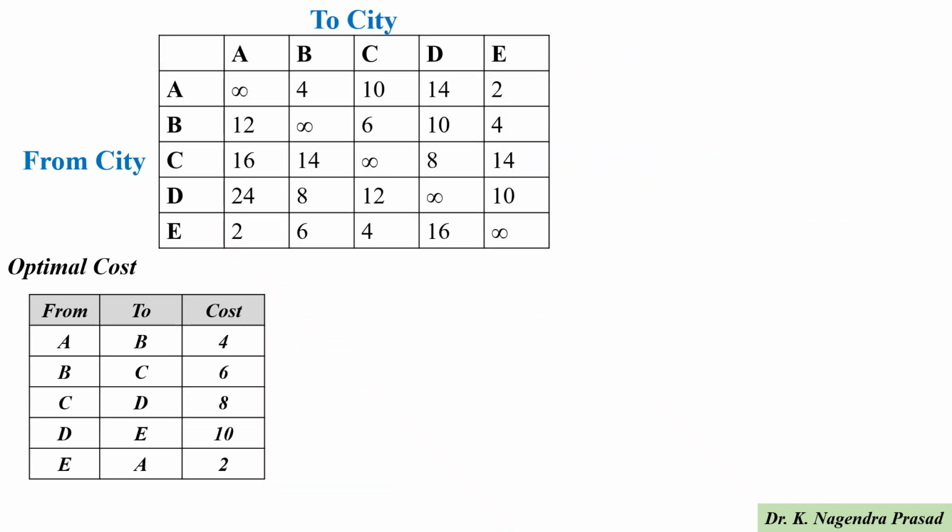Next, to calculate the optimal cost, observe the given tabular column. A to B cost is 4, B to C cost is 6, C to D cost is 8, D to E cost is 10, and E to A cost is 2. So the total optimal cost is 4 plus 6 plus 8 plus 10 plus 2, which is equal to 30. So this is the solution, and thank you.